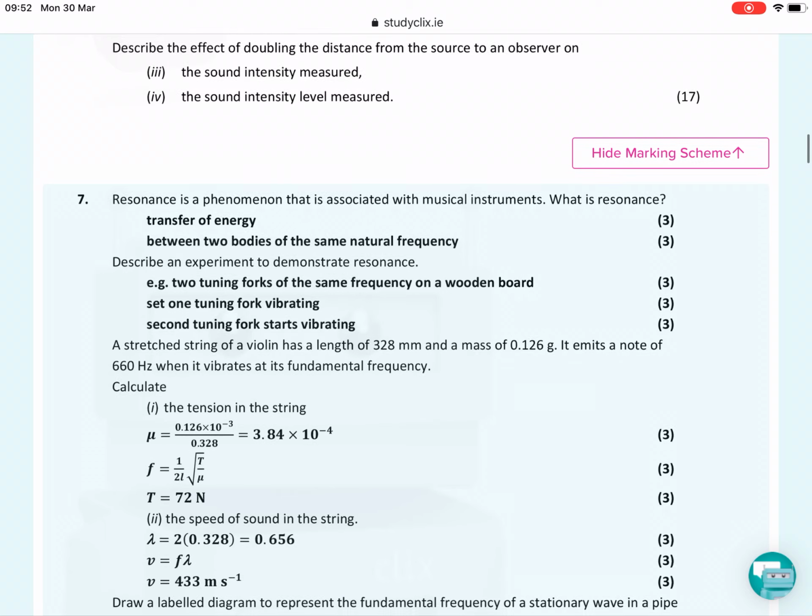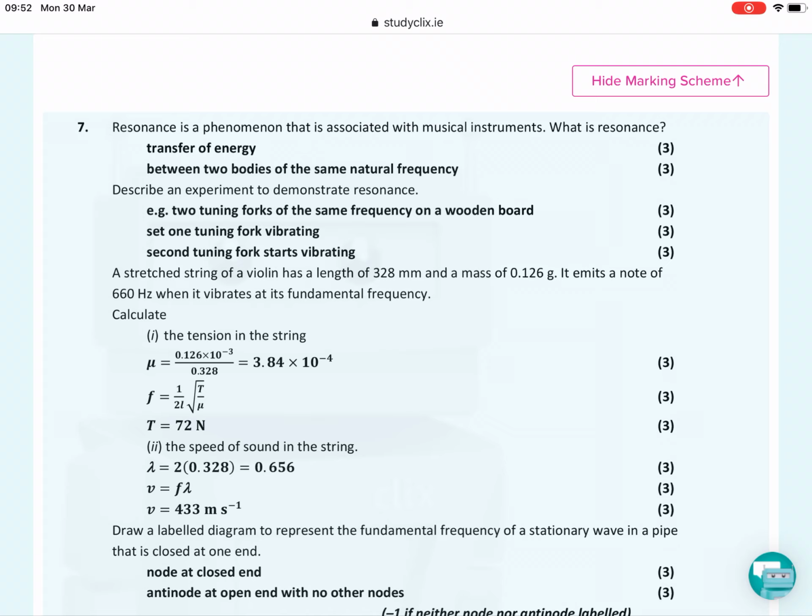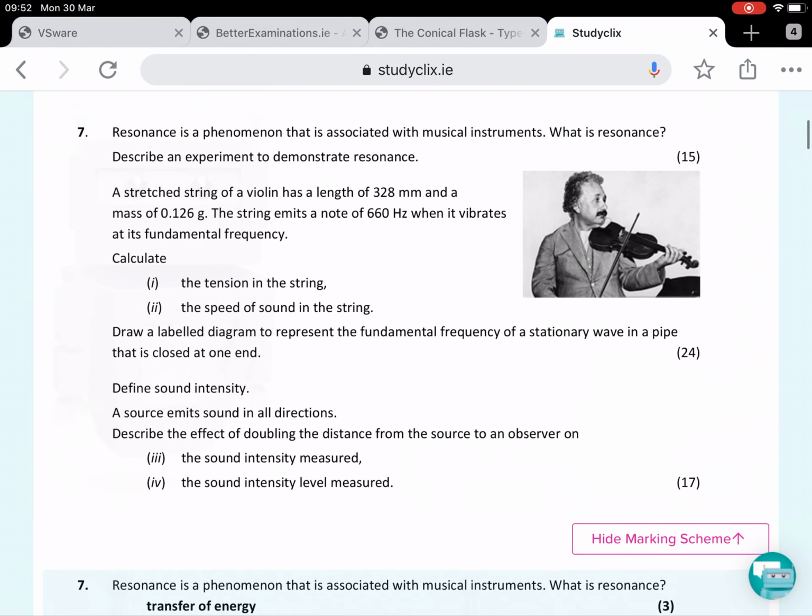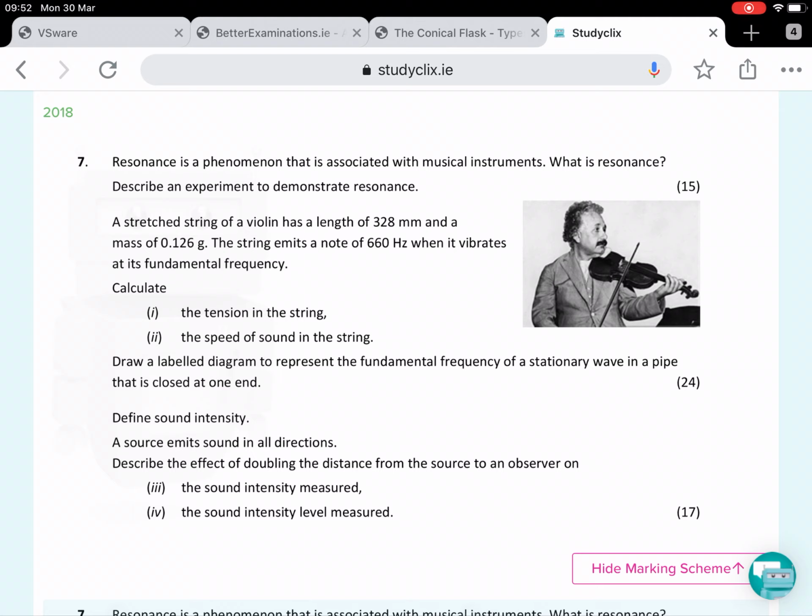So we've worked out all of those things, and we have everything except for T. So first thing I would do is square everything to get rid of that square root, and then you could bring the mu over to the left hand side, bring the 2L over to the left hand side, and you should be left with just the T on its own, and you can multiply that out, and we end up with 72 newtons as our tension. Okay, so that's tension, a unit of force. The next bit asks to find the speed of sound in the string.